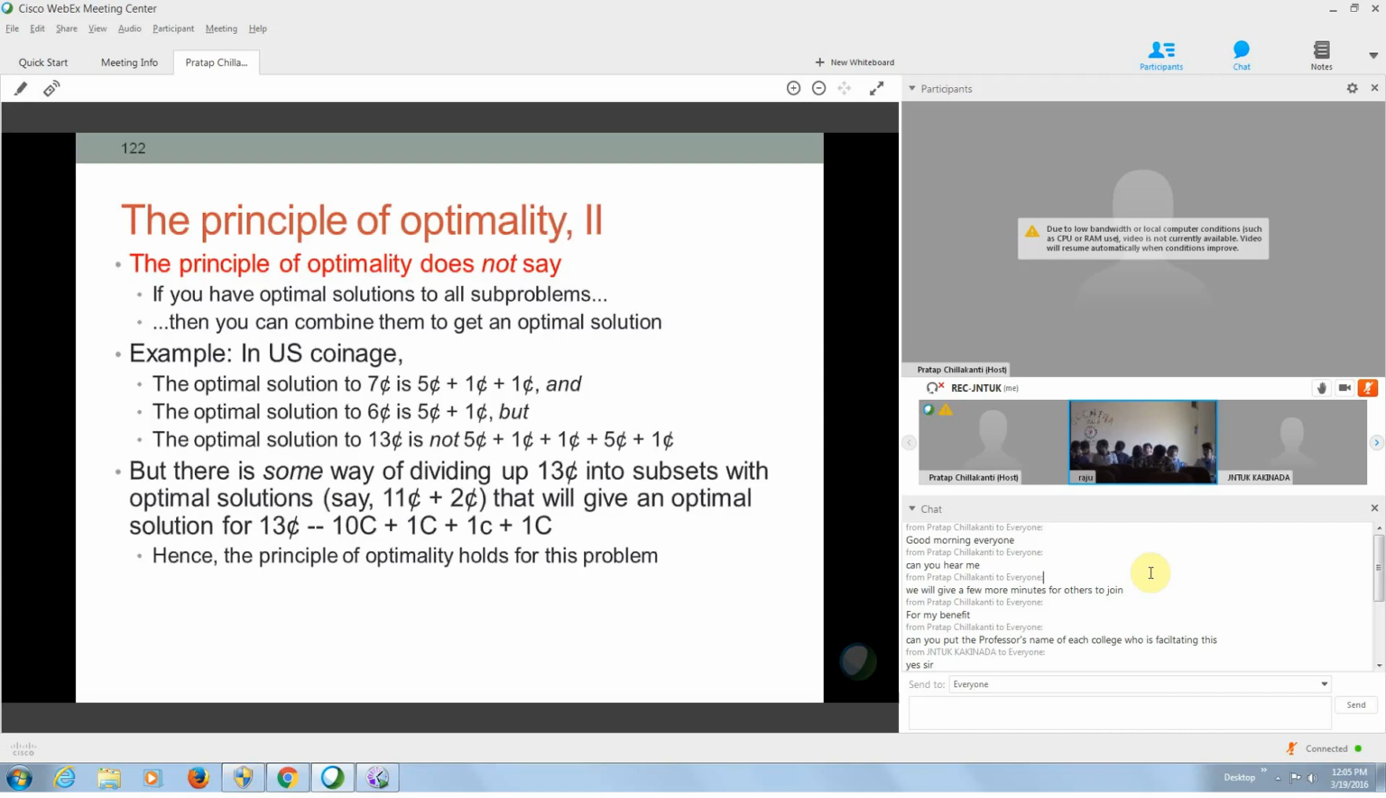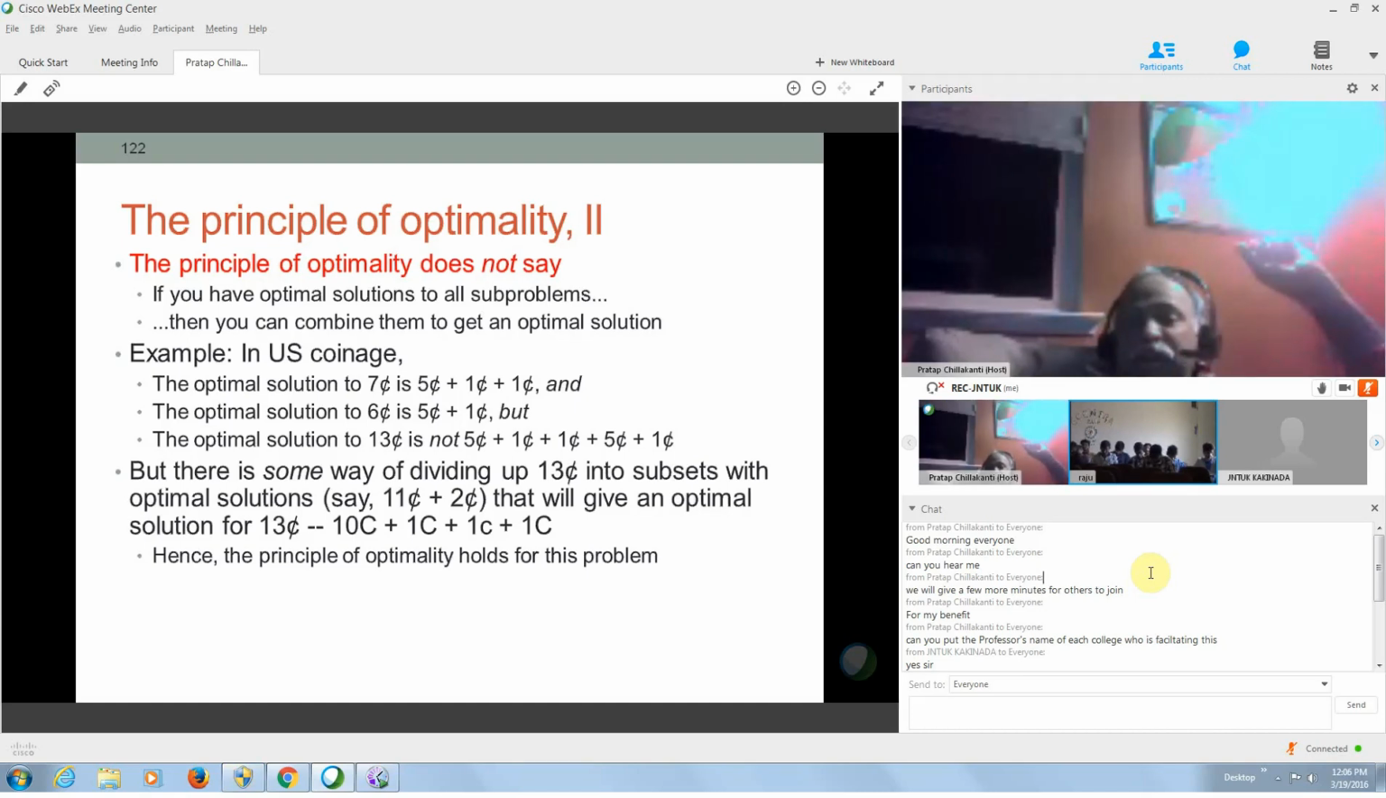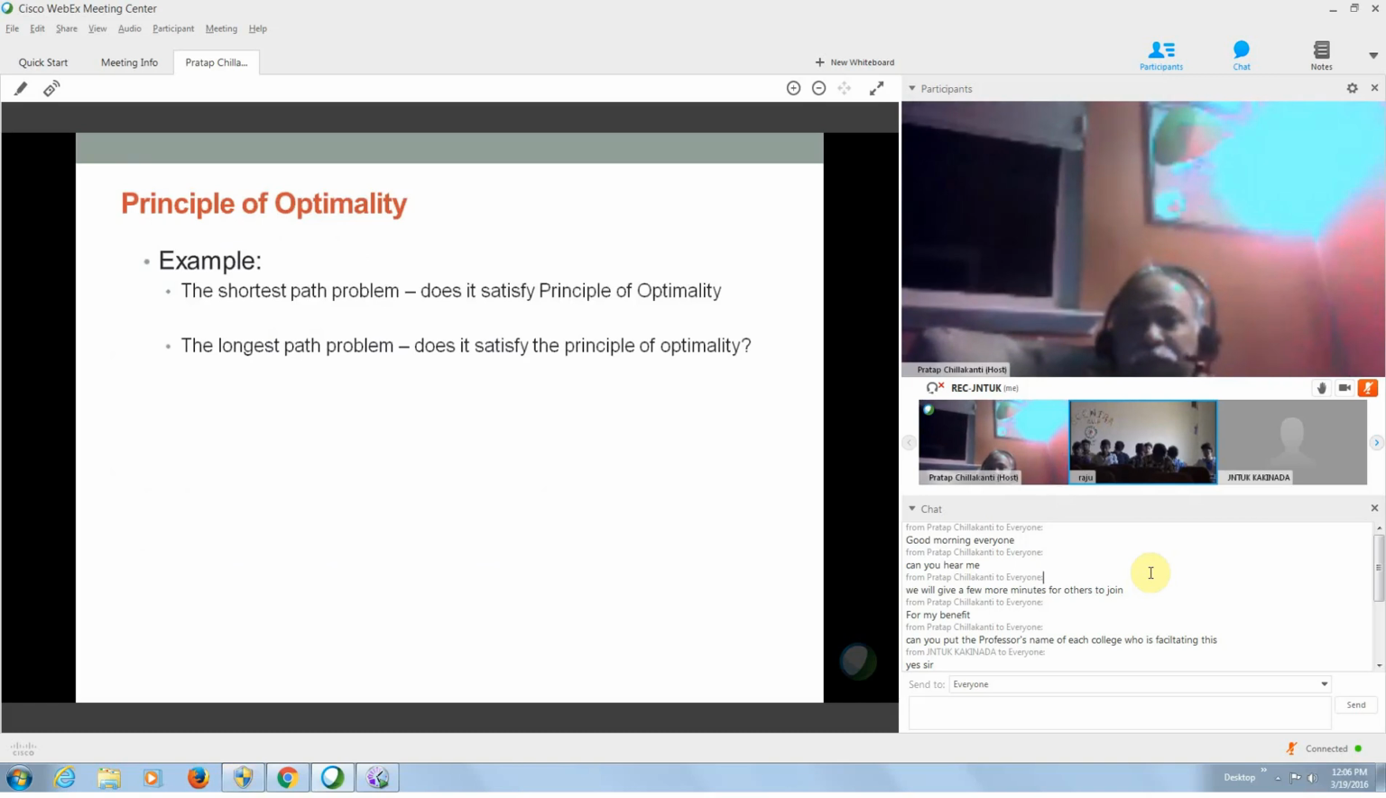Now we stressed this a lot when we did our full lecture on it, right? If you have optimal solutions to all sub-problems, it is never saying that if you combine all of them, you will get an optimal solution. The relationship is not a two-way relationship, right? And I gave you this example with the coins. Yes, for 7 cents, the optimal is 5, 1, 1. For 6 cents, 5, 1. But together, it is not an optimal solution. So that is the trick to figure out.